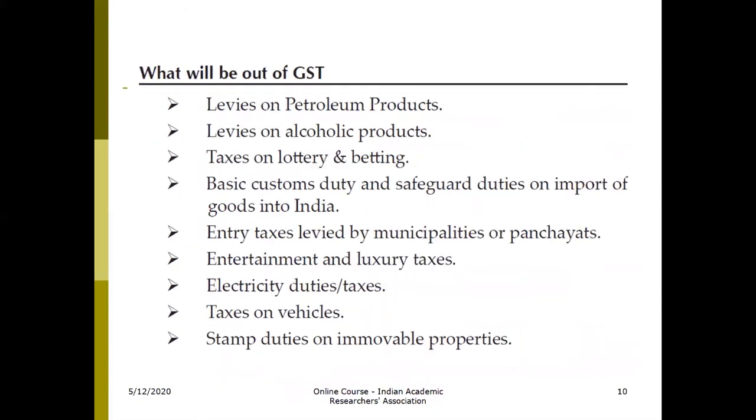What will be out of GST? The following will be out of GST, as of now: levies on petroleum products, levies on alcoholic products, taxation on lottery and betting, basic customs duty and safeguard duties on import of goods into India, entry taxes levied by municipalities or panchayats, entertainment and luxury taxes, electricity duties or taxes, taxes on vehicles, stamp duties on immovable properties.